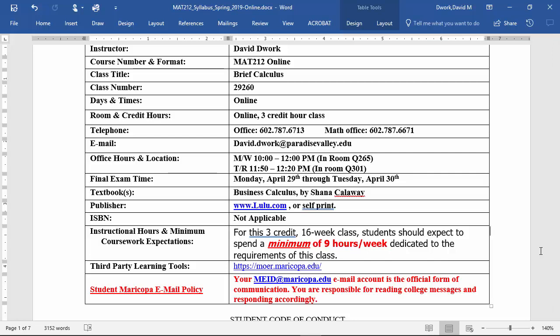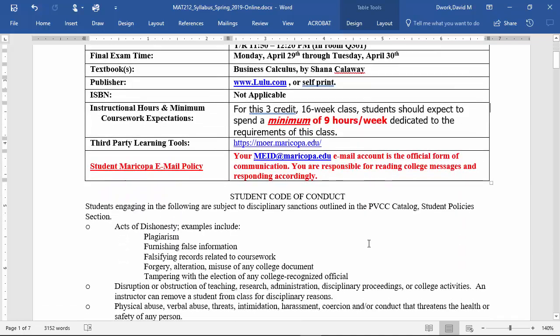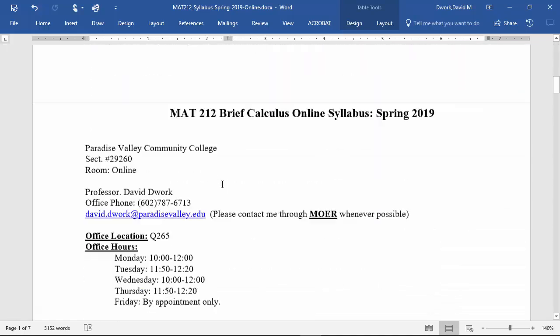If that's not going to work, I highly recommend you don't take it online, or do it in another semester where you do have the time, where you can block it out to put that much effort in. Okay, moving on. Read all this.